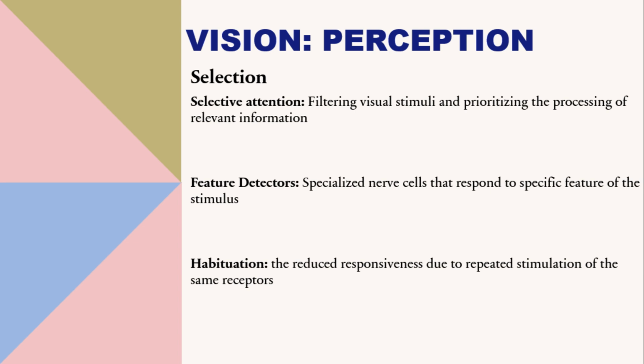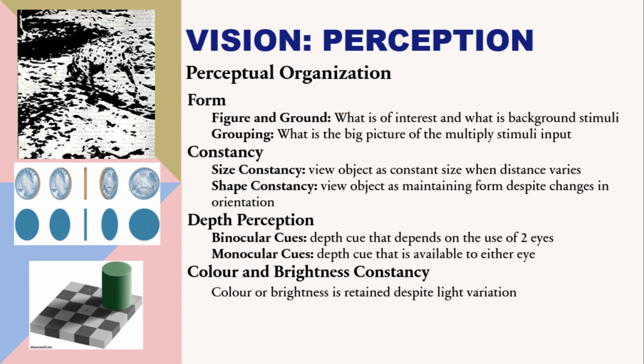Feature detectors are specialized neurons in the visual system that respond selectively to specific features or characteristics of visual stimuli. These neurons are crucial for detecting and processing elementary visual elements, such as edges, lines, shapes, colors, and motion. Habituation involves a decrease in the responsiveness of sensory receptors, neurons, or the brain to a repeated or constant stimulus. Visual perception involves the organization and interpretation of visual information gathered by the eyes to create a coherent and meaningful representation of the visual world.